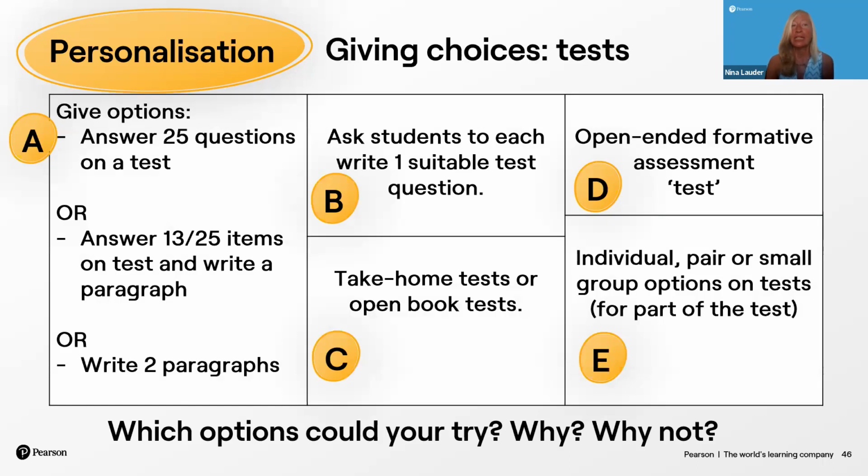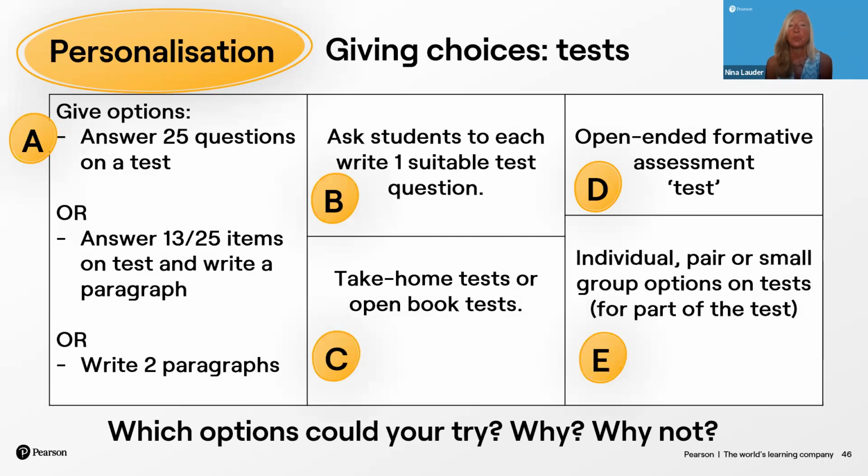So on the first task here, we're going to look at personalization. So some of you are saying testing. What I sometimes do for personalization on tests is I give choices. So we have A, B, C, D, E here. Obviously, you don't do all of them at the same time, but let's take a look at some options.